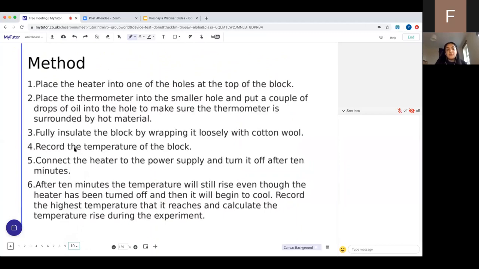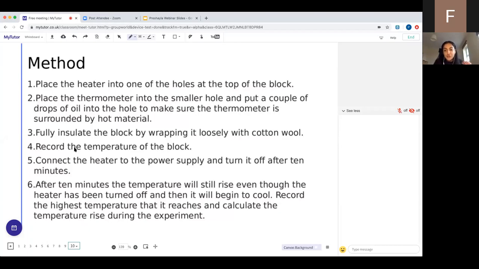And then we're going to put a couple of drops of oil or water into the thermometer hole to make sure that the thermometer is completely surrounded by hot material and not air. Then we fully insulate the block by wrapping it loosely with cotton wool. Record the temperature of the block using the thermometer and connect the heater to the power supply and turn it off after 10 minutes.